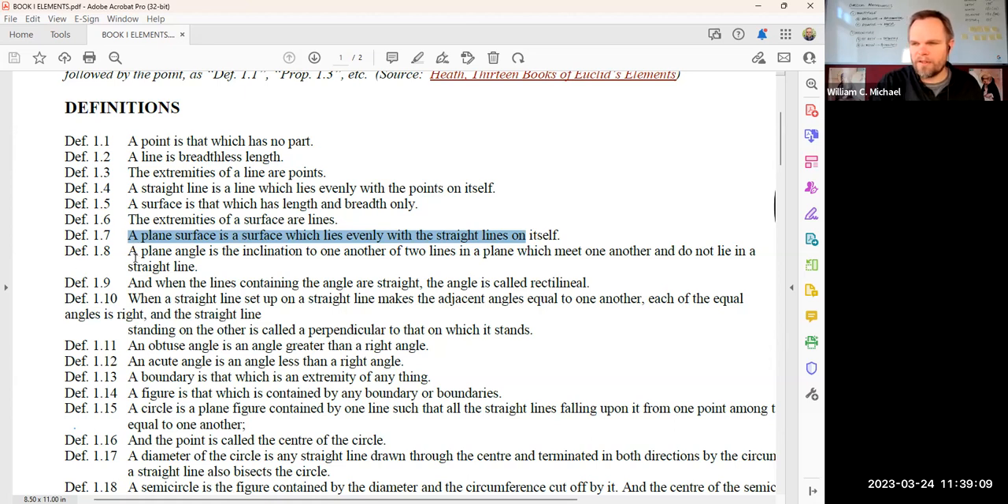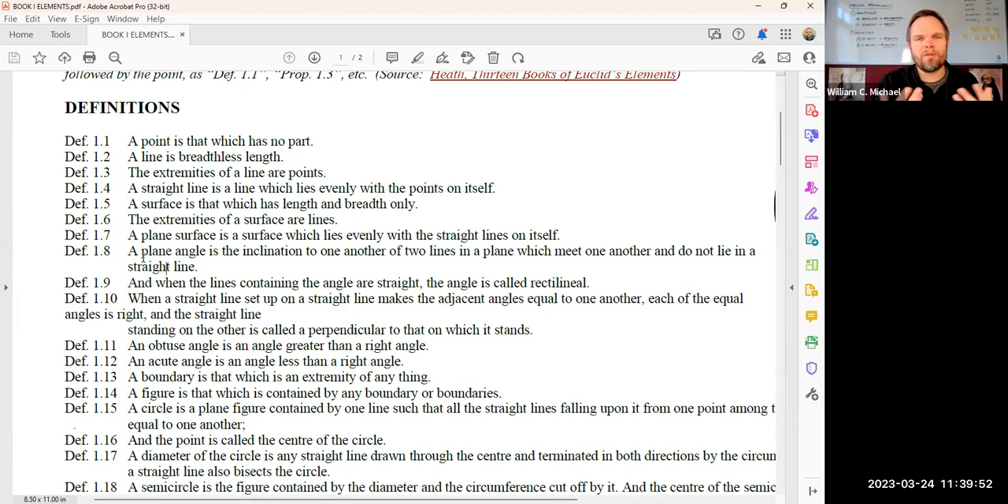So in definition eight, we learn what an angle is. A plane angle, or a flat angle, is the inclination to one another of two lines in a plane which meet one another and do not lie in a straight line. So anytime we have two lines coming together at a point, they have some measure between them, some inclination between them. That inclination, or that distance between them as they connect to that point, is called an angle. And if they lie straight on a surface with each other, it's called a plane angle.